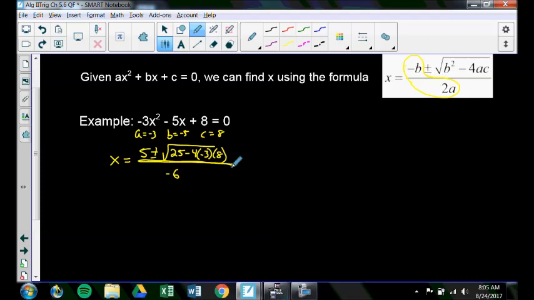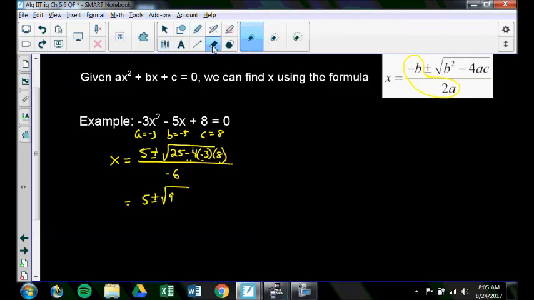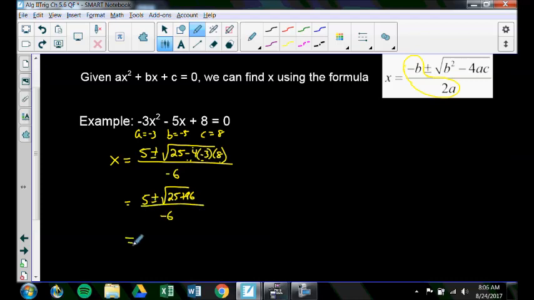But secondly, people kind of forget their algebra and struggle with how to handle this part in here. I recommend you think of this as negative 4 times negative 3 times 8. Which is 12 times 8, which is 96. It's a positive 96, because the negative times the negative gets you a positive. So it's 5 plus or minus the square root of 25 plus 96, all divided by negative 6. And 25 plus 96 is 121.